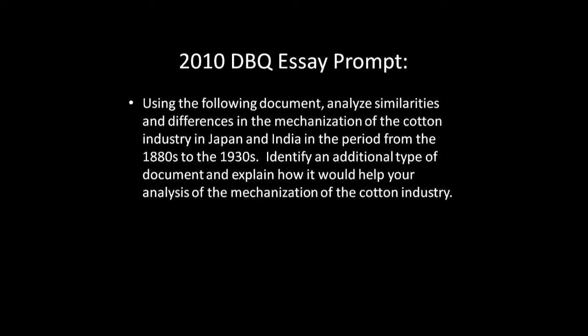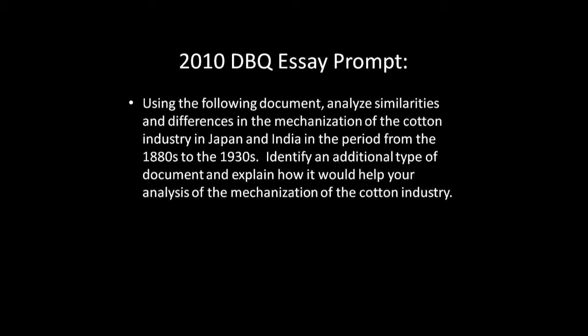The 2010 DBQ essay prompt was, use the following documents, analyze similarities and differences in the mechanization of the cotton industry in Japan and India in the period from the 1880s to the 1930s. Identify an additional type of document and explain how it would help your analysis of the mechanization of the cotton industry. So you're basically analyzing similarities and differences in the mechanization of the cotton industry in Japan and India.